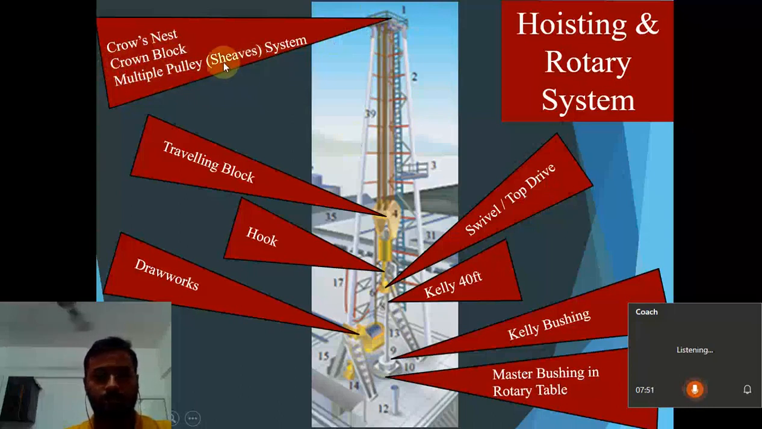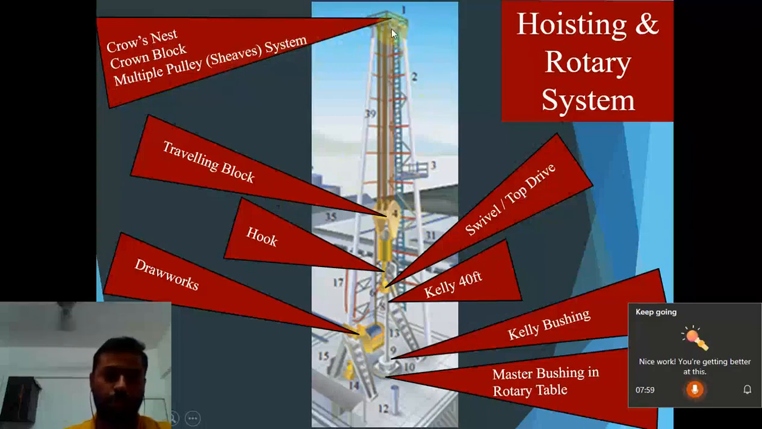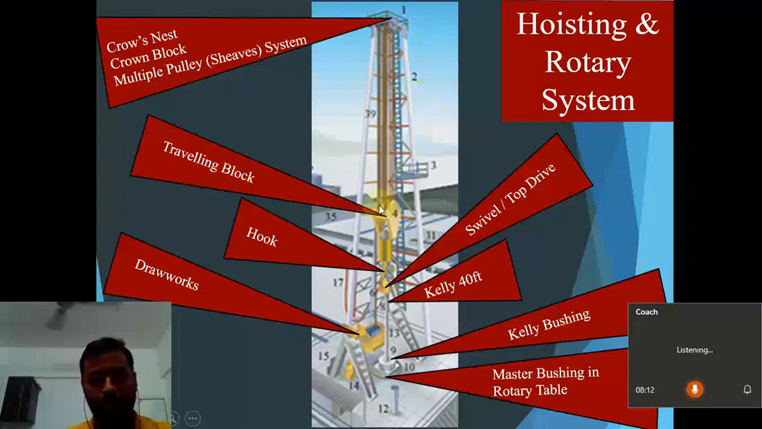It has various pulleys. It is a multiple pulley system, and the pulleys are called sheaves. From there, the wire goes down to the traveling block, and it may wind around it. The metal wire will go 4 to 5 times, or 6 times, 8 times, whatever the pulley is built for. It varies from big pulley to pulley. Below the traveling block, we have the hook, and below the hook, you have the swivel, and beneath that, your kelly is attached.